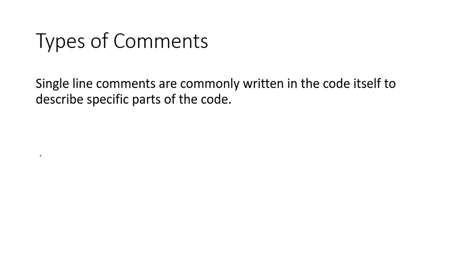Single line comments are commonly written in the code itself just to describe very specific parts of the code. Now, it is not wrong for the beginning of your program to have single line comments as well. You don't have to use multi-line comments if you don't want to. You can always do just single line. But if you do single line, remember, every time you want a line to be commented, you have to put the pound sign.